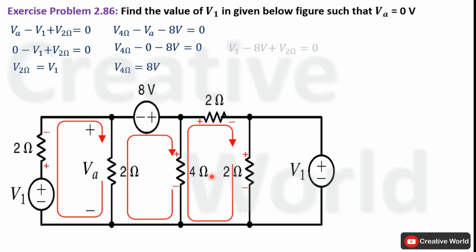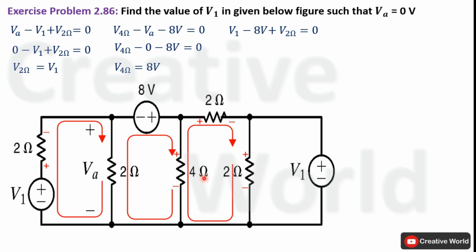Write the KVL equation for this closed loop. Start from here. Voltage across this 2 ohm resistance is equal to V1 because of parallel connection. The same voltage will be appearing across this 2 ohm resistance as well. So voltage across this 2 ohm resistance, that is V1, will be taken with positive sign because current is entering from the positive terminal.